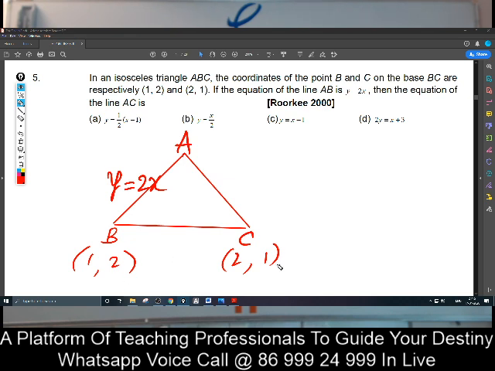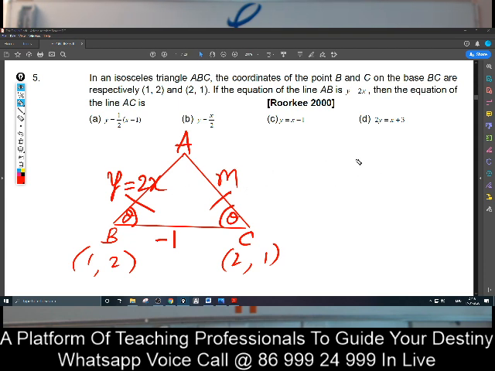Let us find out the slope of this. 1 minus 2, 2 minus 1. Its slope is minus 1, please. Its slope we don't know. And it is given that it is an isosceles triangle. That means these two sides are equal. And this angle is theta. This angle is also theta because it is an isosceles triangle.